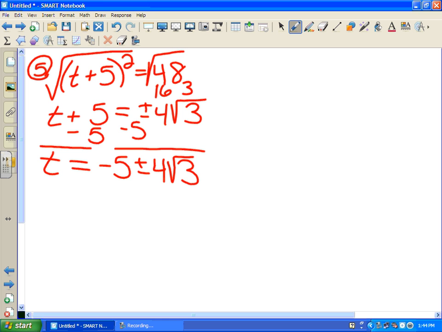So I had someone earlier say, can I add that and get 9 radical 3 or negative 9 radical 3? No, do you know why? Because the 4 radical 3 is a combination. Right, 4 radical 3 is together. We don't have radical 3 with the 5, so we can't combine them. Makes sense. So that's the answer on it.